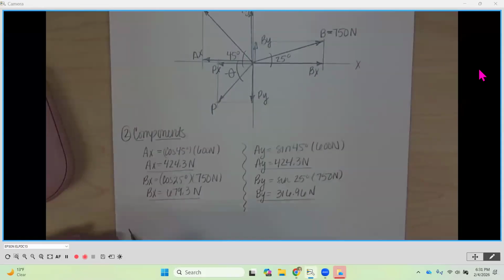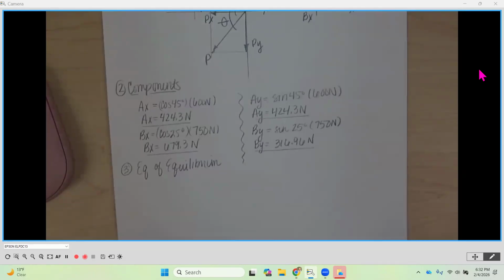All right. So our third step then is going to be our equations of equilibrium. Now, here's where I'm not going to solve anymore. I'm just going to kind of point you in the right direction. So I'm going to ask for everybody's attention right now. Don't be trying to finish this up. Just find out what our next steps are here.